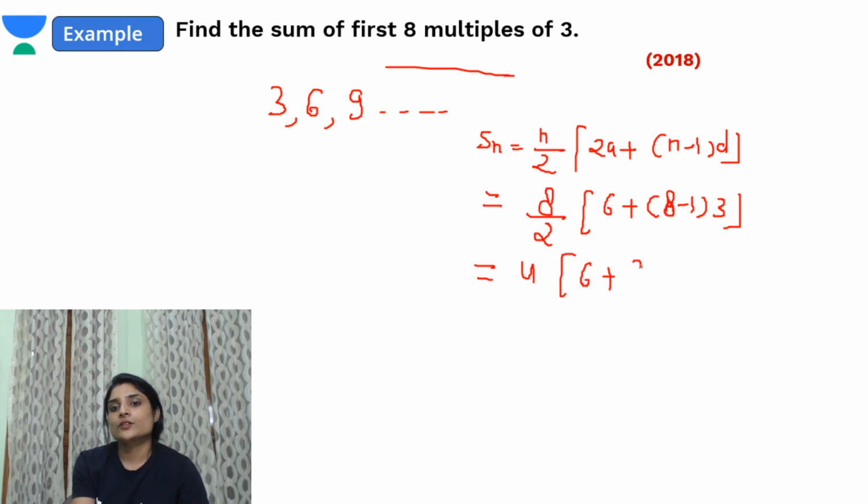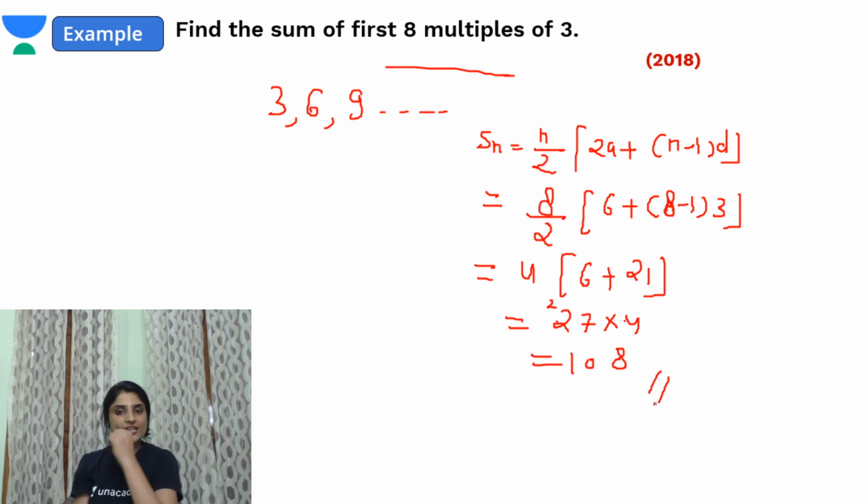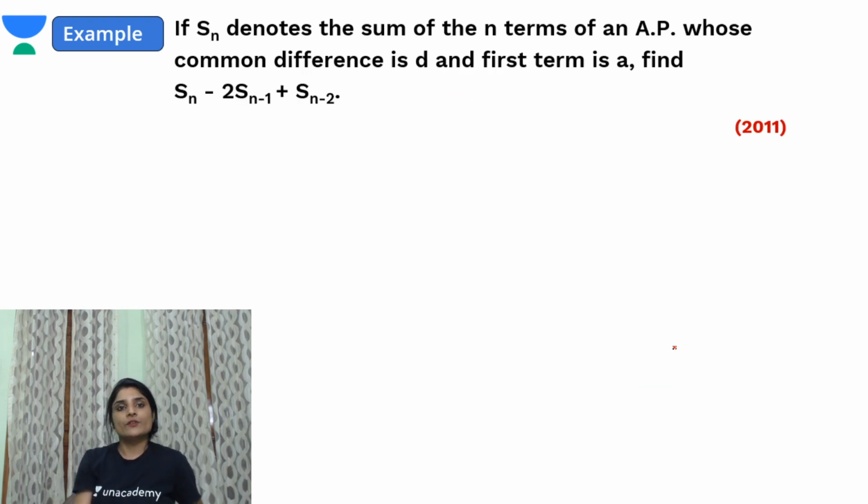6 plus 21. That means 27 into 4. 108 will be the answer. Check this out. The sum of first 8 multiples of 3 will be 108. So you can apply 8 by 2, 2a, 6 plus 7d. 21, 6, 4. That means 27 into 4. That means 108. With this, let's move forward with one more question.